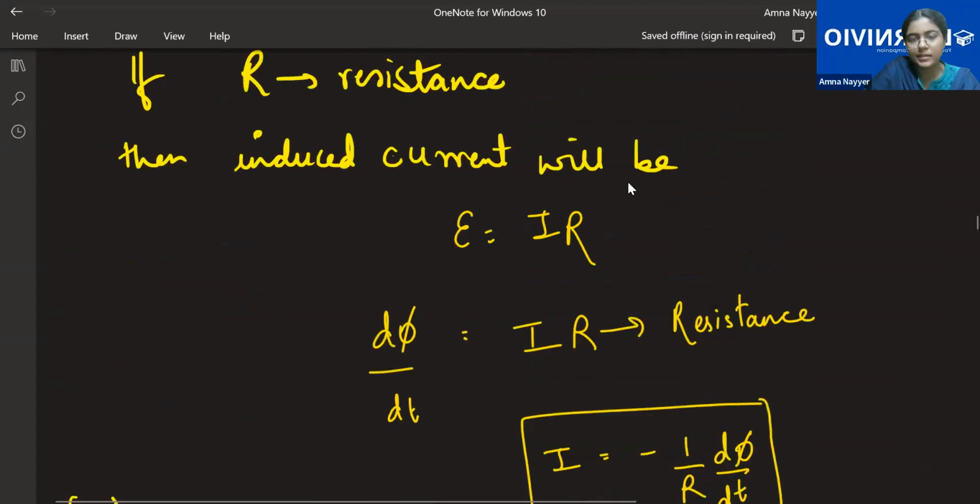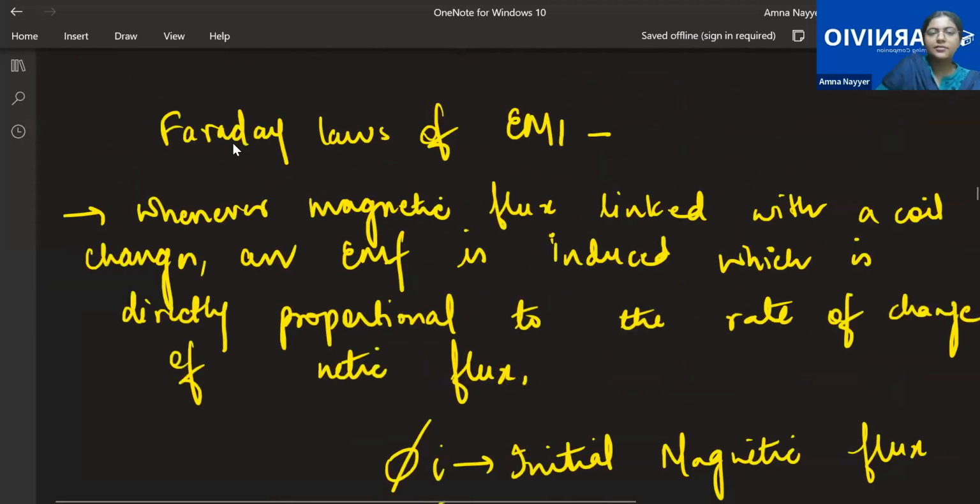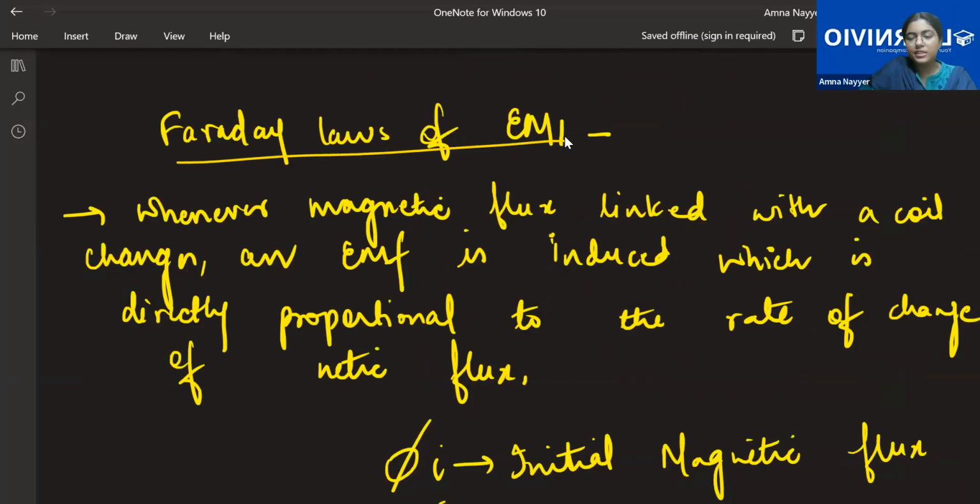All right. Write down all these points. These are the Faraday's laws of EMI. So first point is that there will be an induced EMF. Second point is that it will be directly proportional to the rate of change of magnetic flux. Whenever magnetic flux linked with the coil changes, an EMF is induced, which is directly proportional to the rate of change of magnetic flux. So these are the two conclusions. This has to be remembered. Write this: Faraday's laws of EMI.